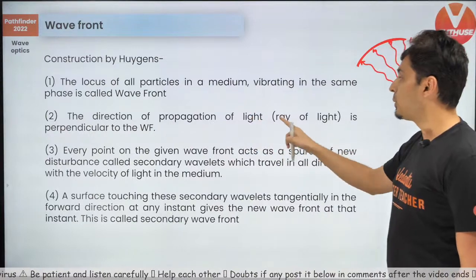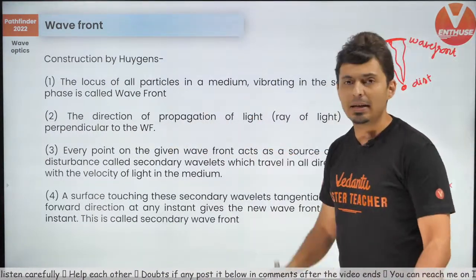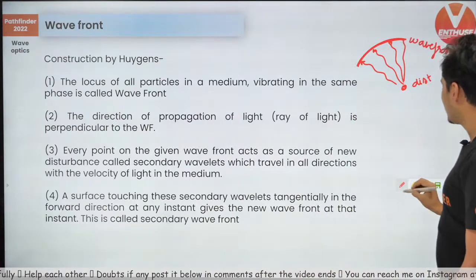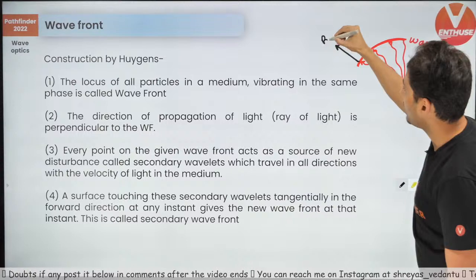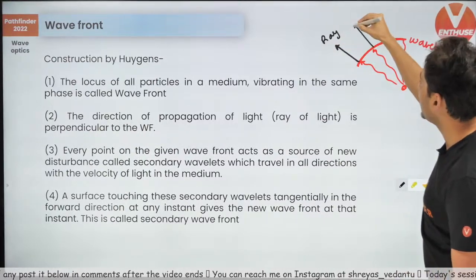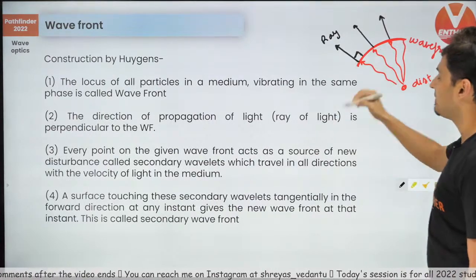The direction of propagation of light or any such wave is always perpendicular to the wavefront, which also makes sense because you can see that the rays of light, this is a ray of light, this is also a ray of light, this is also a ray of light, will always be perpendicular to the wavefront.